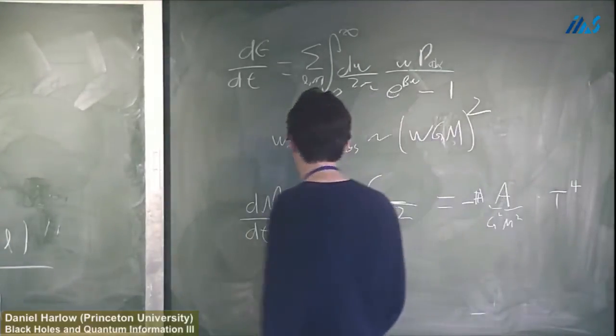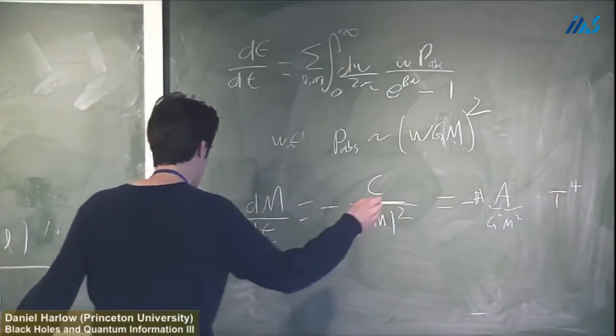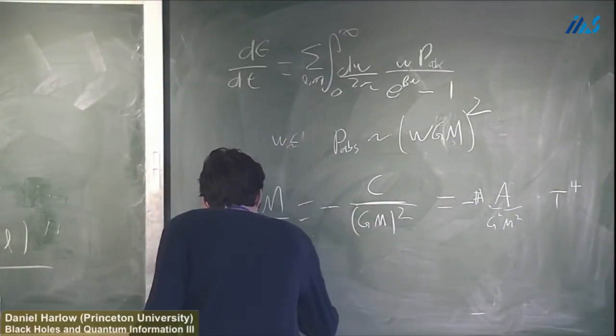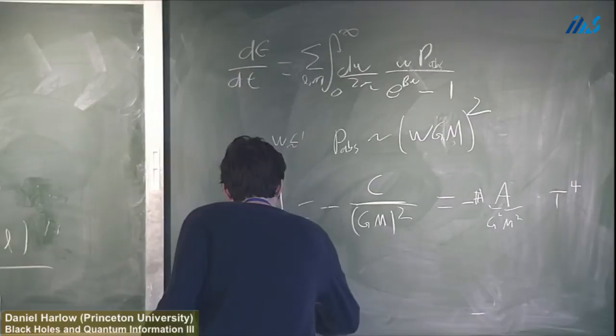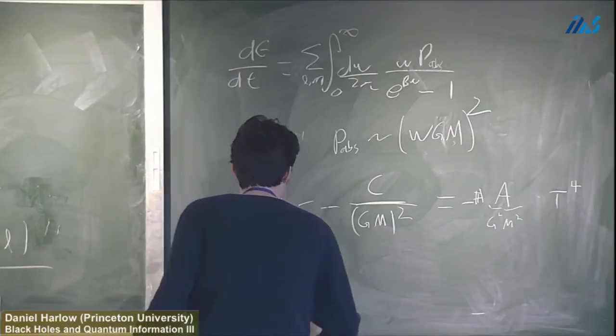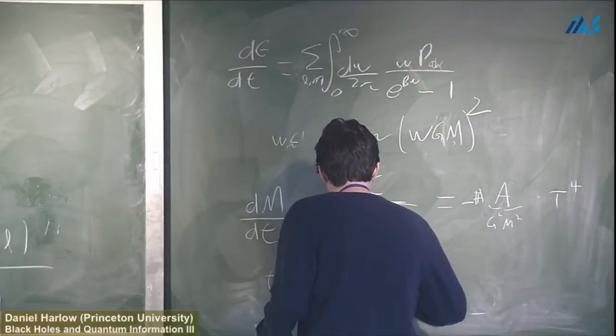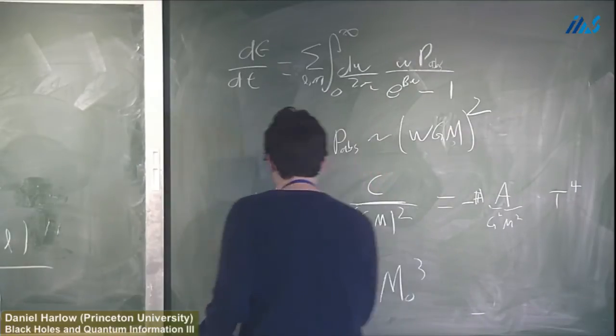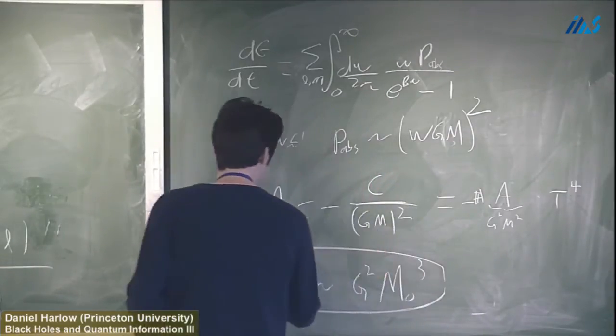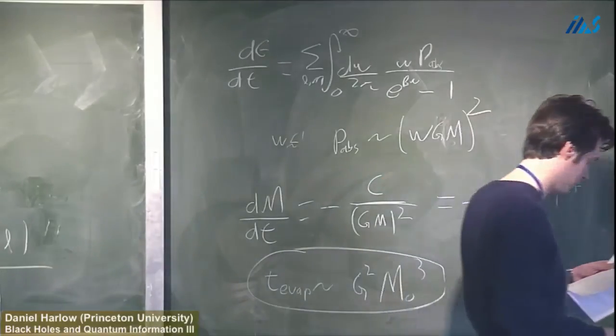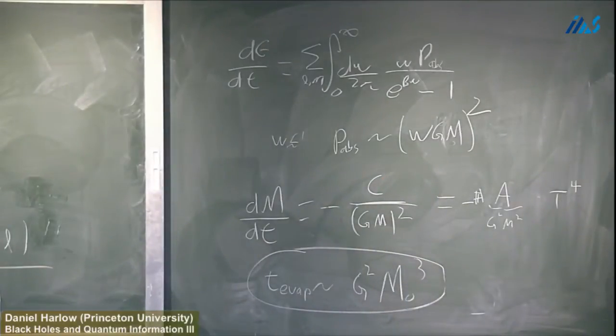Okay. So I can solve this equation, and what I find is that the black hole evaporates in a time which is like G squared times the initial mass cubed. An easy way to remember this is it's just M cubed in Planck units.